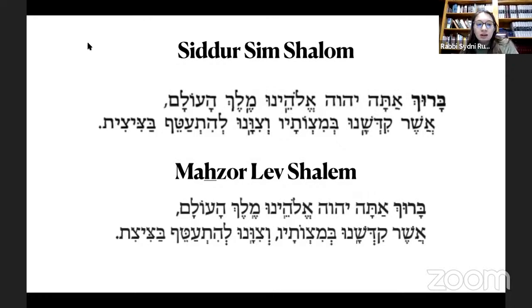All right, some other comparisons. So the top here is Siddur Sim Shalom, which is the Siddur we use over Shabbat at Agudath Achim. So you'll notice, the top and the bottom don't look so different. Machzor Lev Shalem is the prayer book we use for high holidays. These are both the Talit blessing. And these are both the Talit blessing.